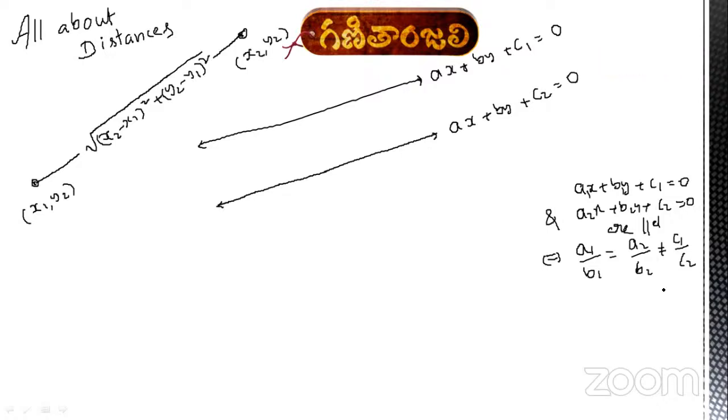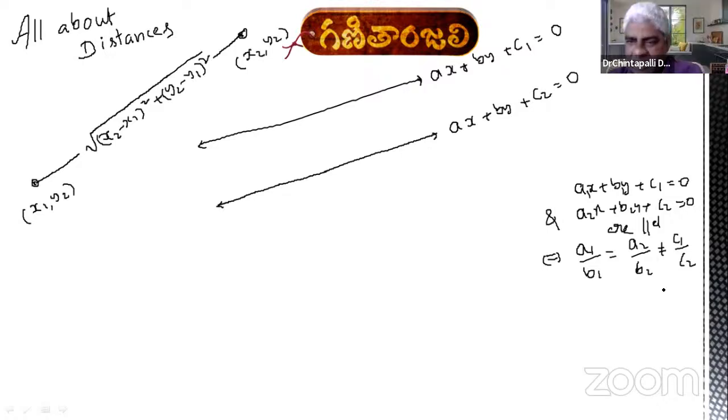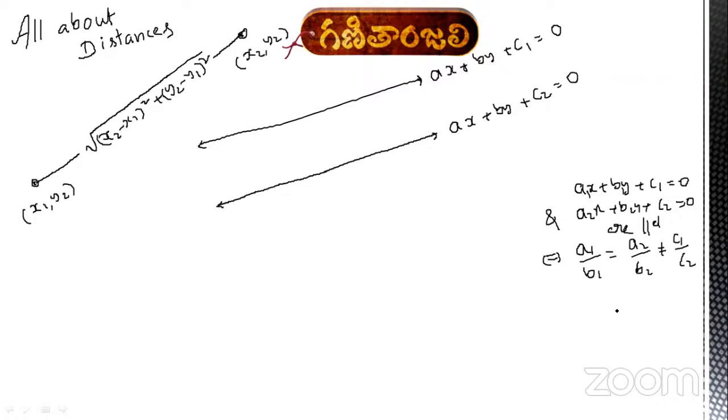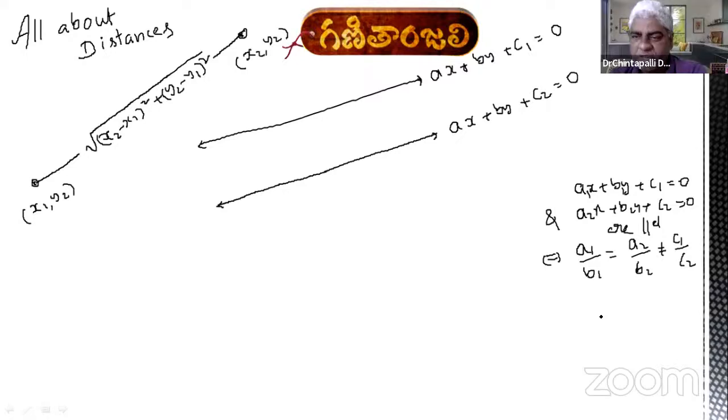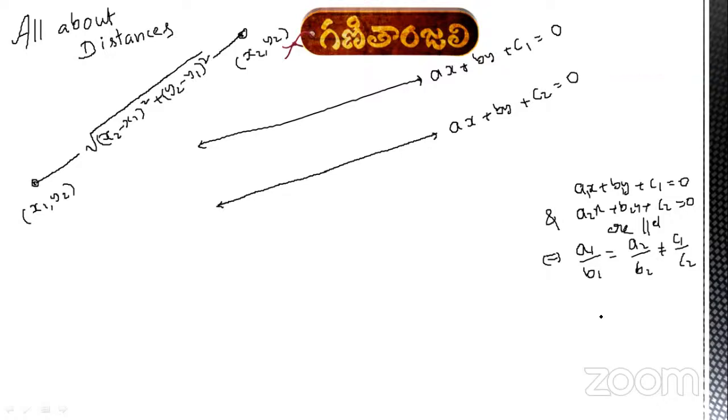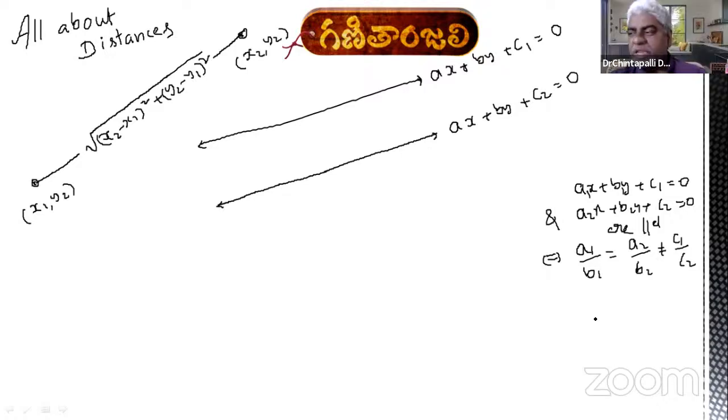Why do we use the symbol not equal here? If c1 by c2 is also equal, then they are coincident lines. And if a1 by b1 is equal to a2 by b2 is not equal to c1 by c2, then a1x plus b1y plus c1 is equal to 0 and a2x plus b2y plus c2 is equal to 0 are parallel. We use the symbol if and only if. This is called bi-implies. Bi-implies means first statement implies second statement and second statement implies first statement, right?